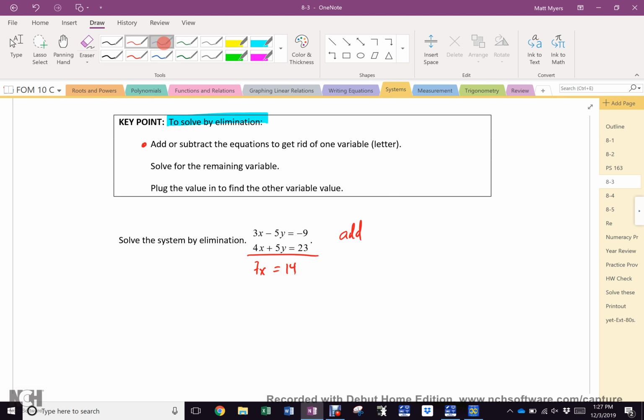14. Step 2, solve for that variable. What would you do? So x equals what? Now that x equals 2, what do we get to do? Put it in where? Any spot that has an x. X is now 2. So which equation do you want to work with? Does it even matter? No, I want to do the 3x one though. Okay. 3 times 2, minus 5y equals what? Negative 9. Start solving.